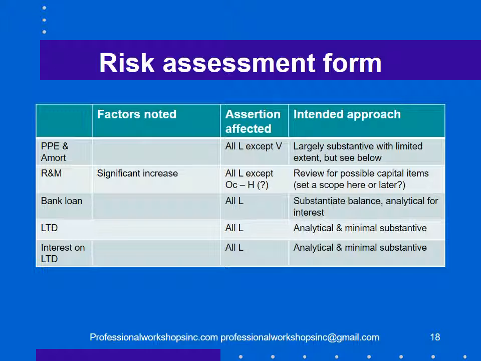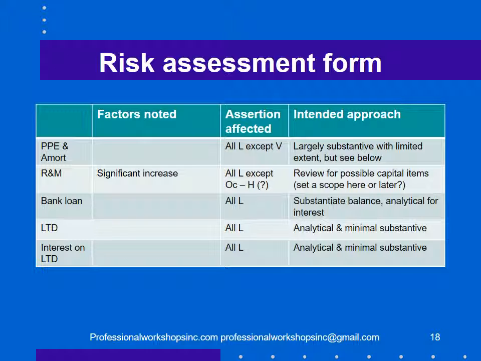Property, plant, and equipment, and amortization and repairs and maintenance. Here I'm going to move the assertion, I think, of occurrence up to high, maybe. There's been a significant increase. And so I want my staff to go and look at that. Go analyze repairs and maintenance and come back and tell me. Now, they might come back and say, you know, it's $400,000 worth of $100 items. There's nothing big in there.